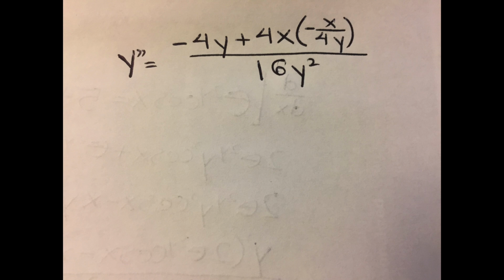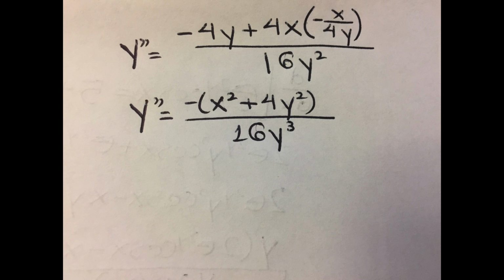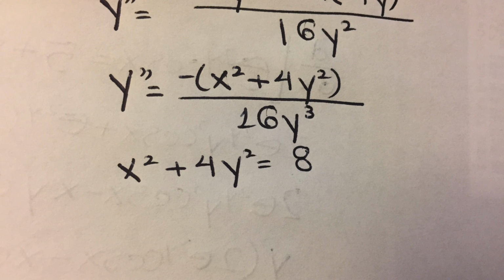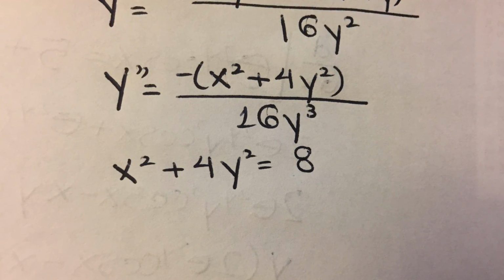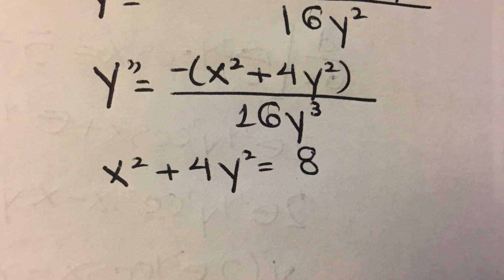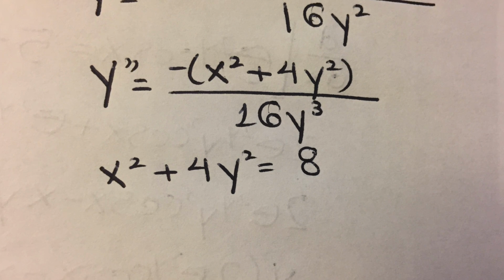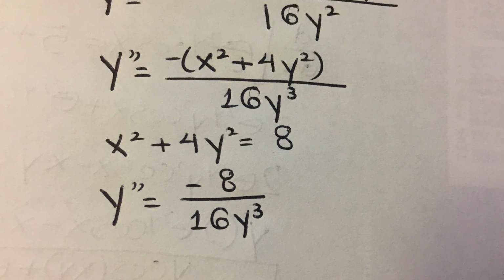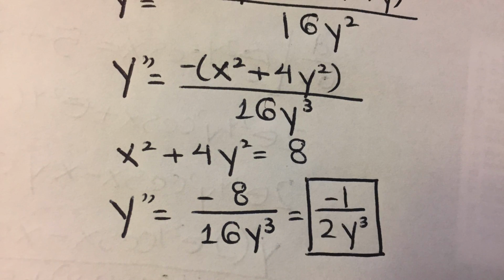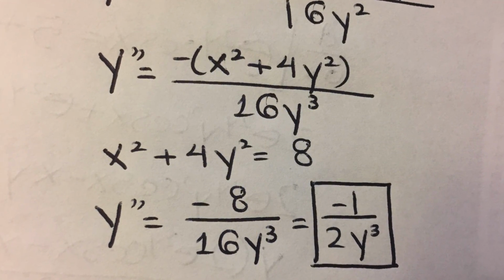Through more simplification, you'll get negative 1 times the quantity of x squared plus 4y squared divided by 16y cubed. Something special about using implicit differentiation to find second derivatives is that you can almost always use your original function to substitute a value in replacement of an expression. In this case, you can replace x squared plus 4y squared with 8, because the original function states x squared plus 4y squared equals 8. Through substituting and replacing the two values, your answer becomes negative 8 divided by 16y cubed, which can reduce to negative 1 over 2y cubed.